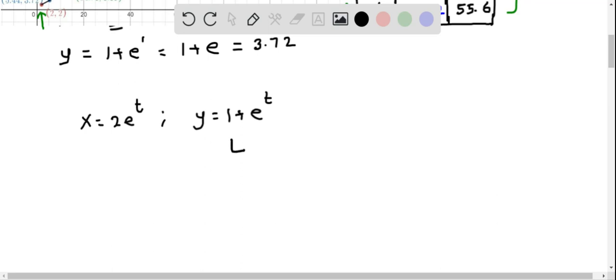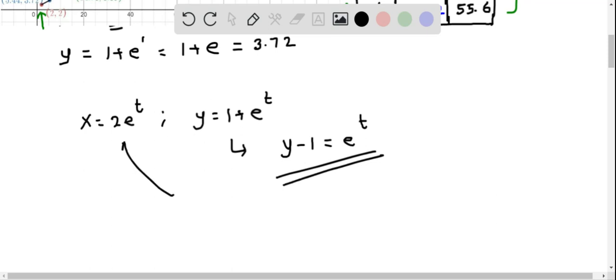Using the second equation, if I subtract 1 from both sides, I get y minus 1 equals e raised to the power of t. So here I have solved for e^t, which means I can substitute it into the first equation in place of e^t. Therefore, the first equation becomes x equals 2 times, replacing e^t with y minus 1, so x equals 2 times (y minus 1).